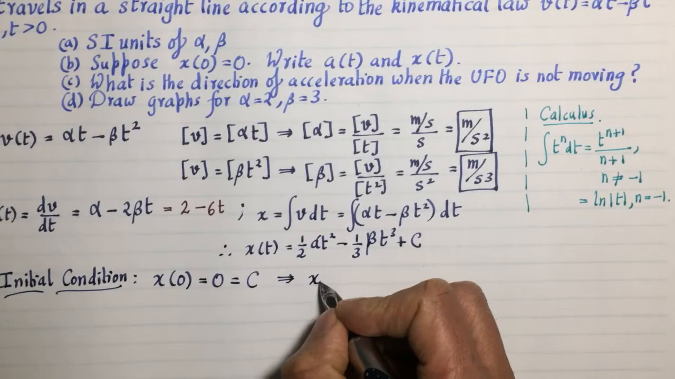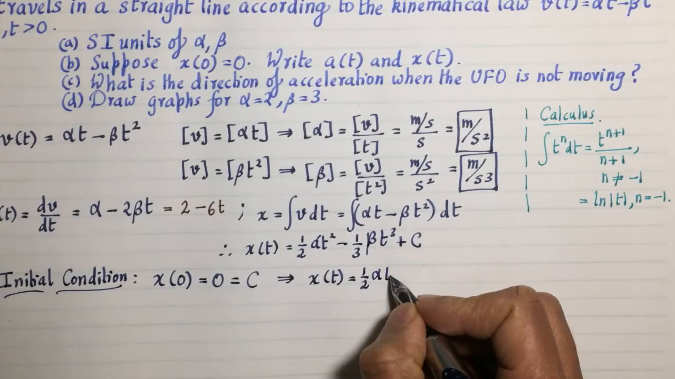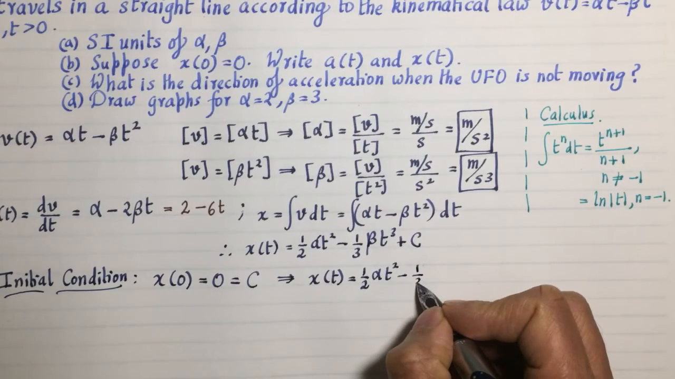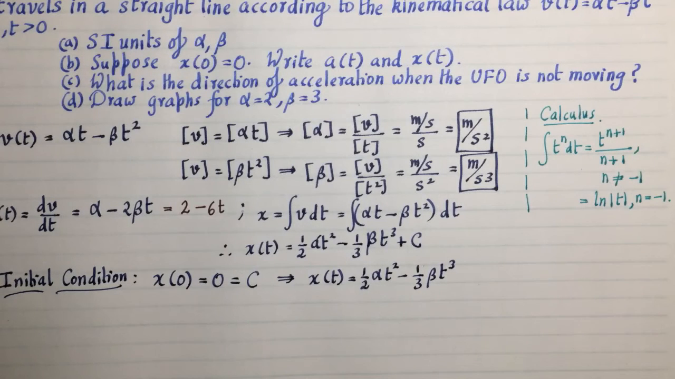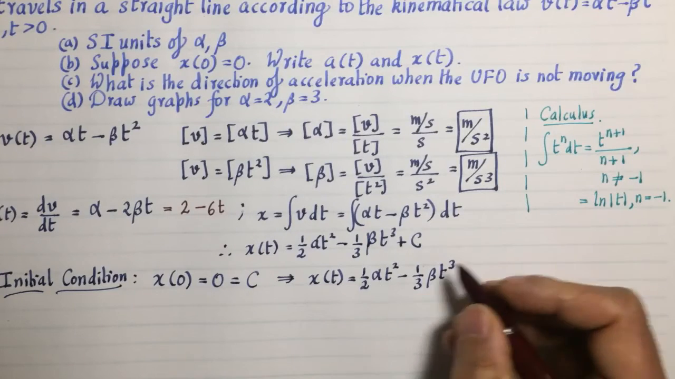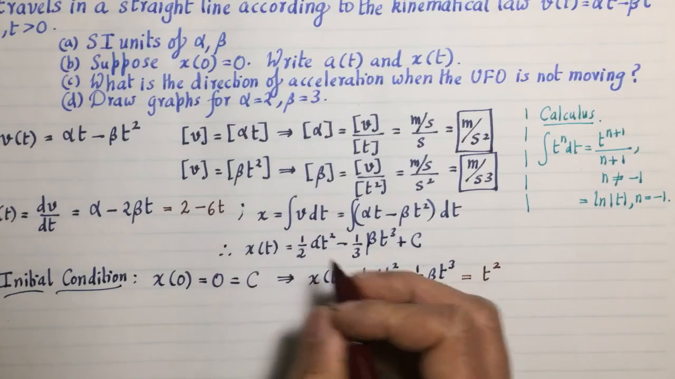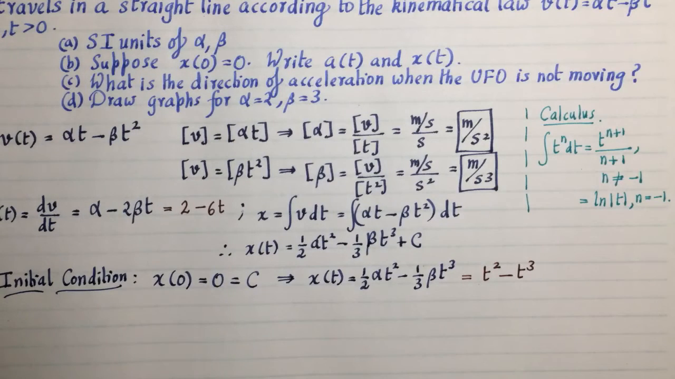So finally, we can write x as a function of time as 1/2 alpha t squared minus 1/3 beta t cubed. I'll confess that I chose the values of alpha and beta to make plotting easy. So this is just, alpha is 2, so that's just t squared, and beta is 3, so that's just going to be 3 squared minus t cubed. Possibly the easiest thing to plot. We'll look at the plot soon.